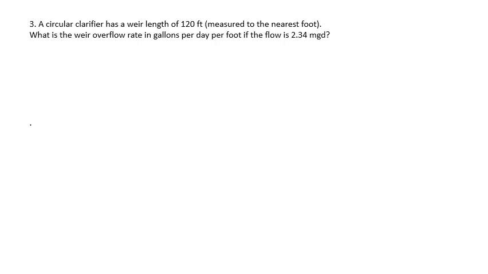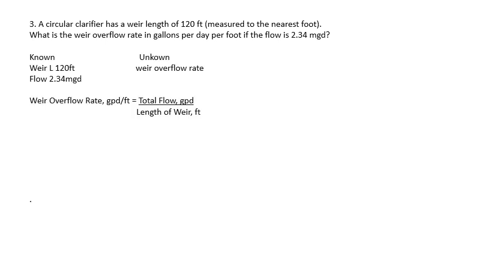Question number 3. A circular clarifier has a weir length of 120 feet measured to the nearest foot. What is the weir overflow rate in gallons per day per foot if the flow is 2.34 million gallons a day? Alright, what you know is your weir length of 120 feet and your flow of 2.34 million gallons a day. Your unknown is your weir overflow rate. Overflow rate is still total flow gallons per day over the length of the weir. This is just a circle instead of a square, but the weir length is still given to you as 120 feet.